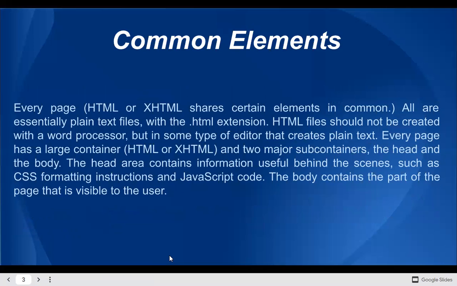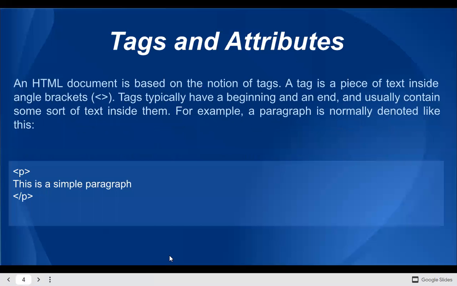So, what are the common elements in an HTML and XHTML page? Every page of HTML or XHTML shares certain elements in common. All are essentially plain text with the .html extension. HTML files should not be created with word processors, but in some type of editor that creates plain text. Every page contains a large container of HTML or XHTML and two major subcontainers, the head and the body. The head contains information useful behind the scenes, such as CSS formatting instructions and JavaScript code. The body contains the part of the page that is visible to the user.